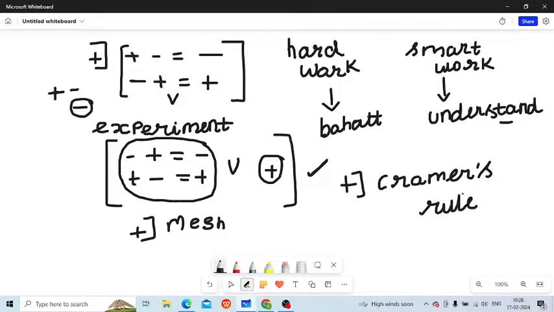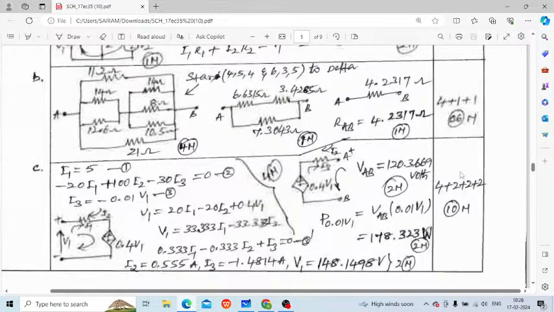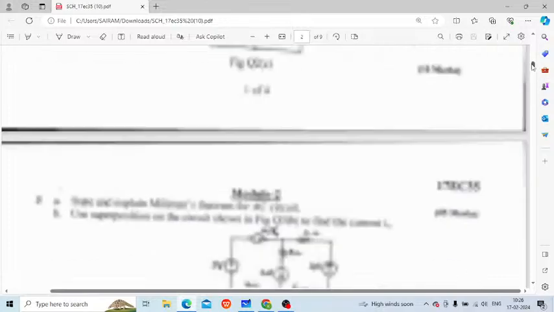You can directly solve it in the calculator and directly write the resultant of those particular equations in the answer script, right? Okay, so now let us start with the particular problem. So let me show you the problem.